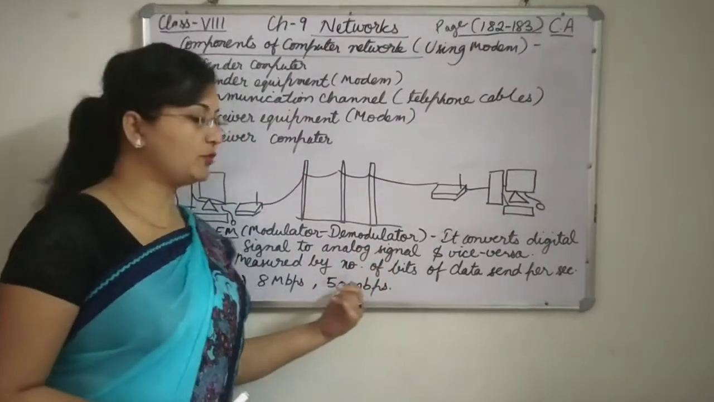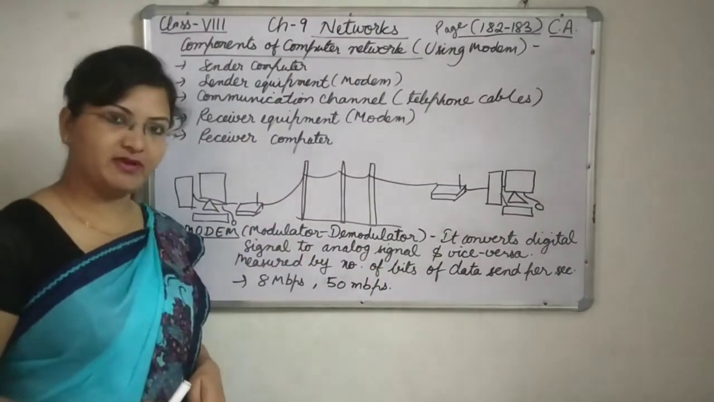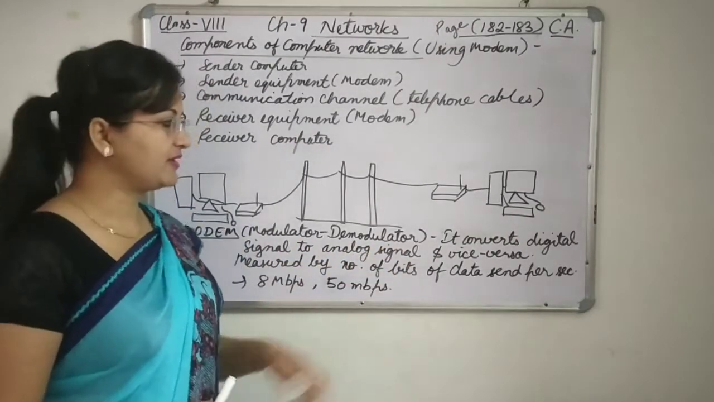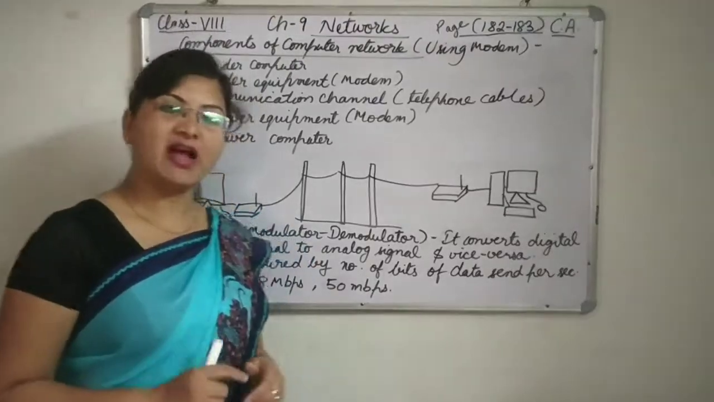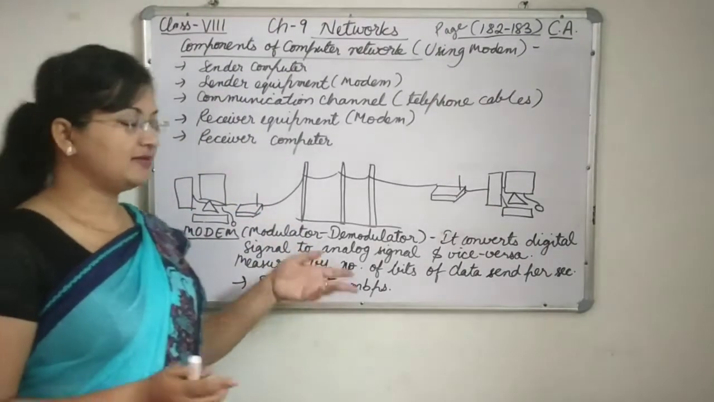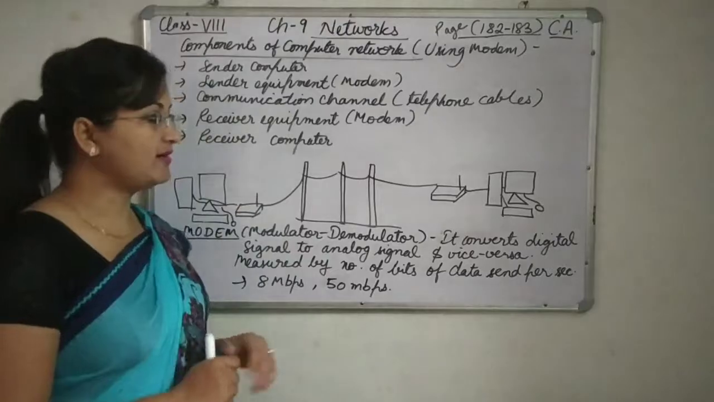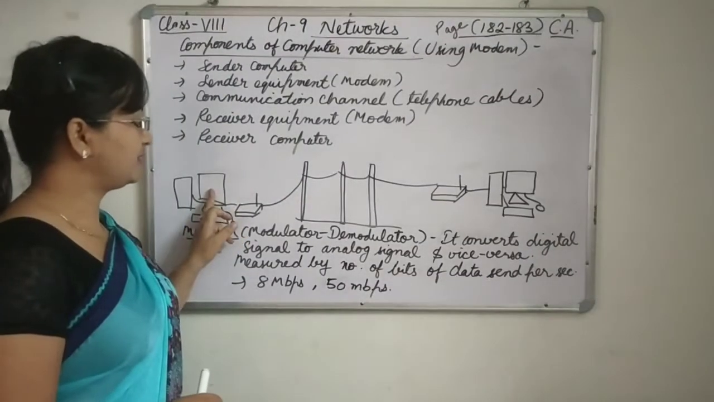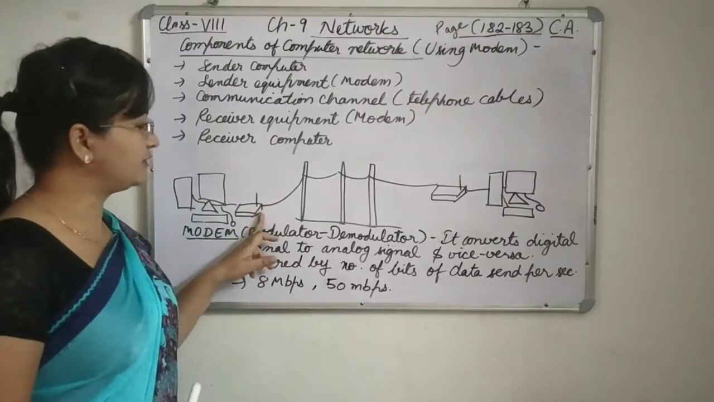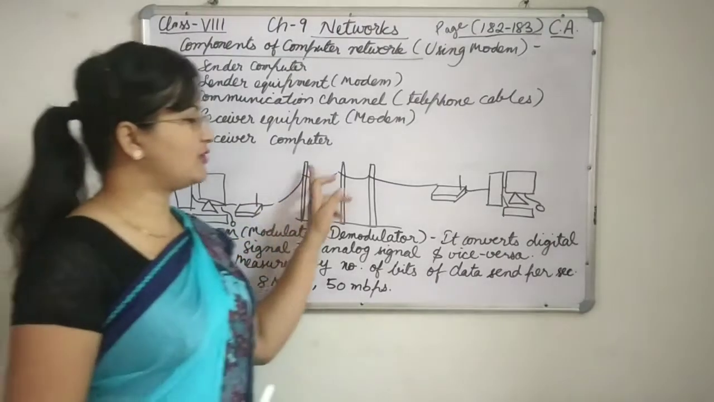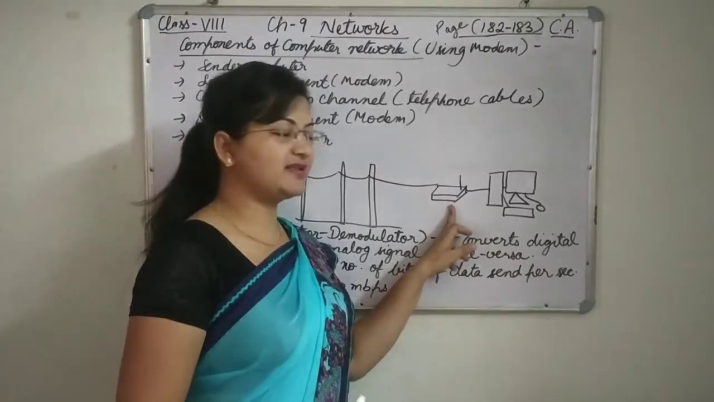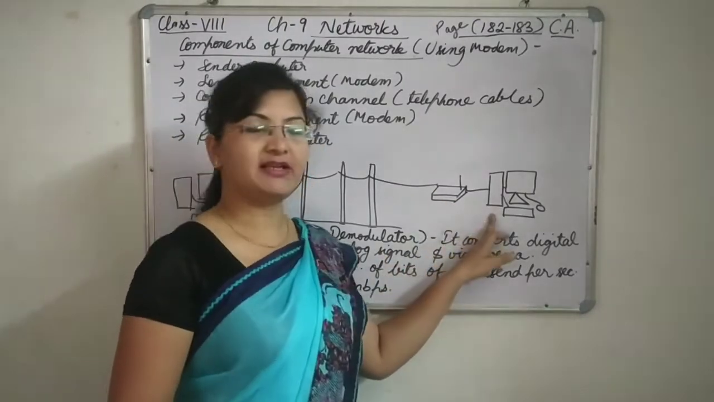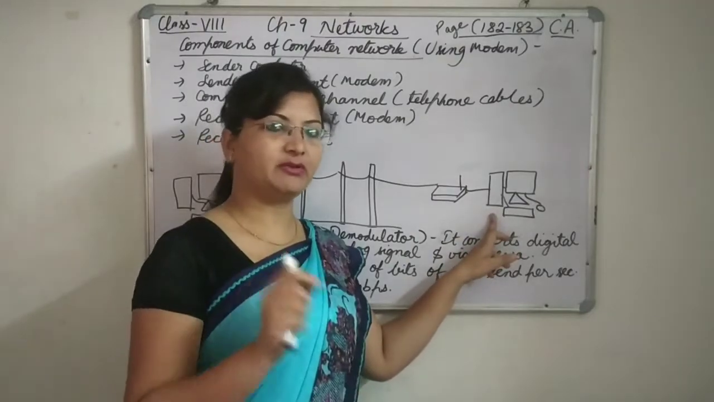So students, one more time we will discuss the modem. I have already told you what a modem is. Modem's full form is modulator, demodulator. It converts digital signals into analog signals and vice versa. Now how vice versa? If the sender computer is sending a message, then the modem will convert it into an analog signal. Analog signals will be received by the receiver modem, and then the receiver modem will convert the analog signal into a digital signal, and then the receiver computer will be able to receive it.